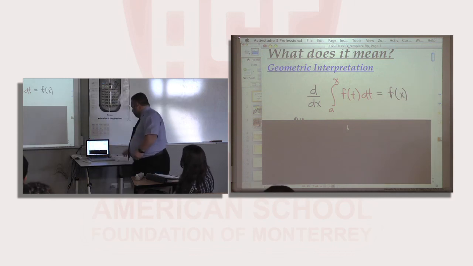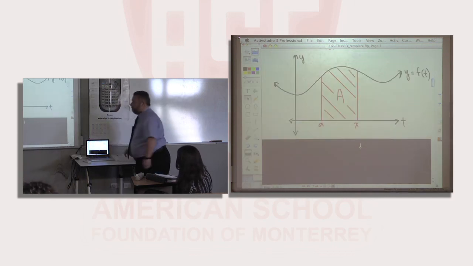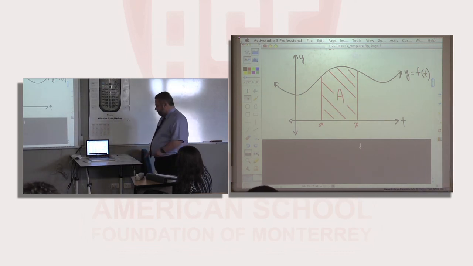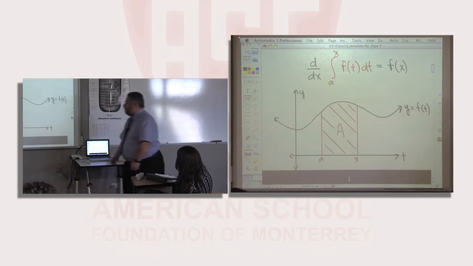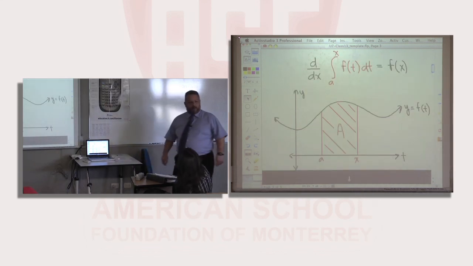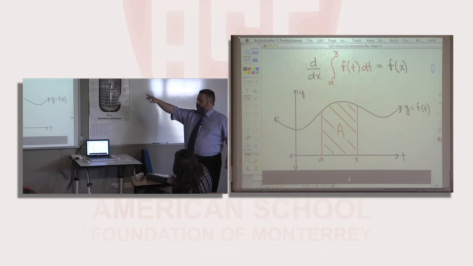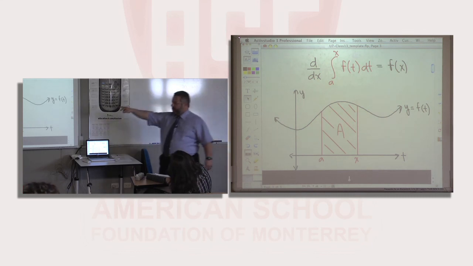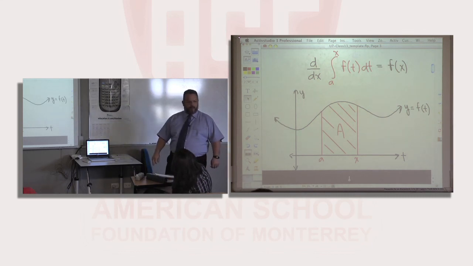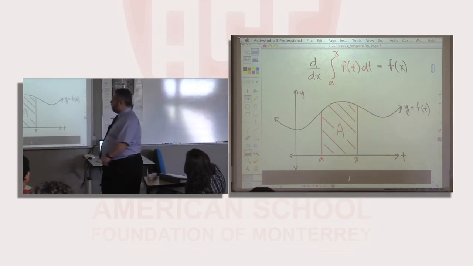Your diagram would look pretty much like this. Agreed? Let me just move that down so you can see what the theorem says again. That would be your diagram. Agreed? Okay? Derivative of the integral. The integral represents this area. Agreed? Now let's think about what this means.